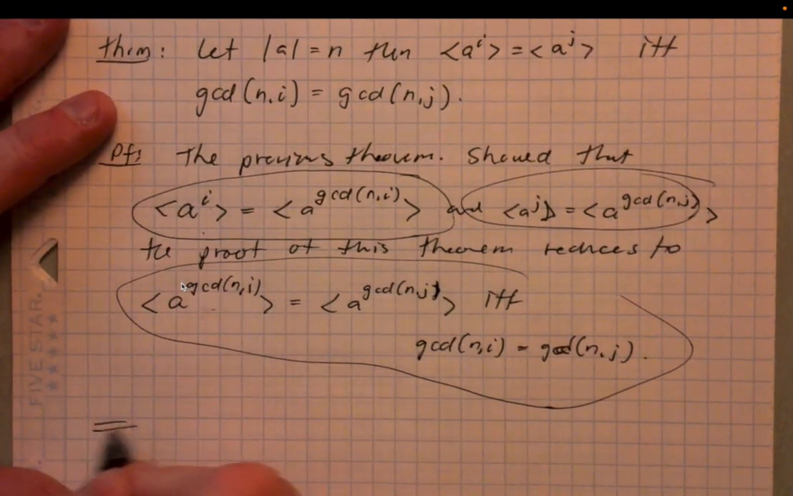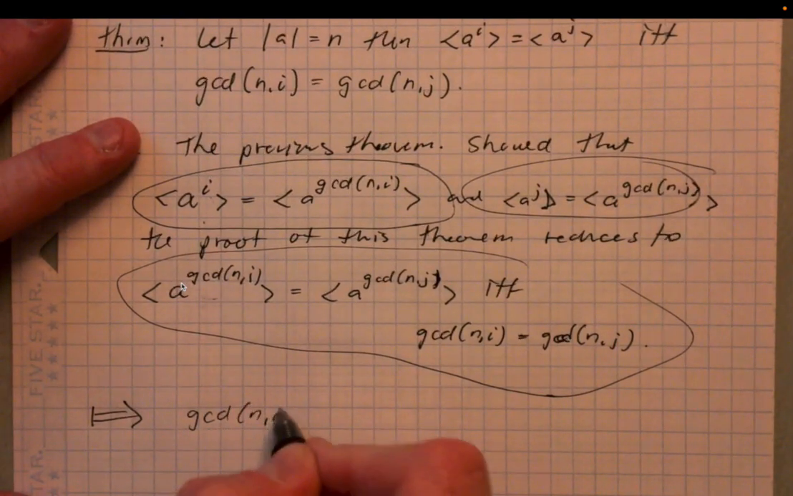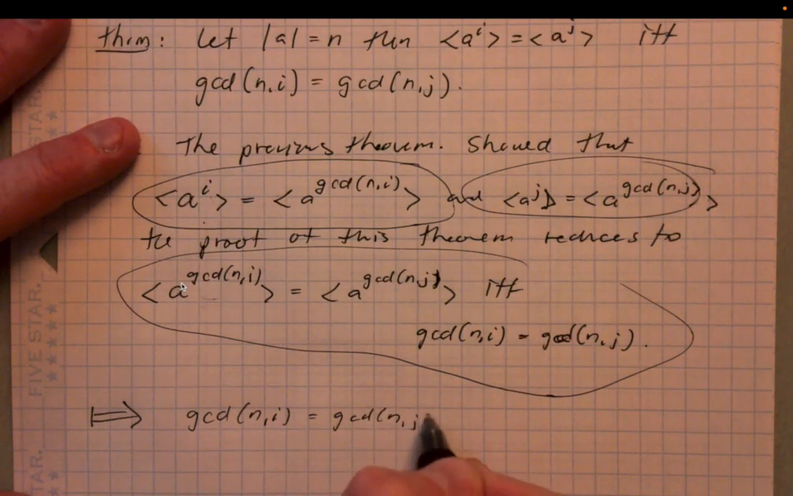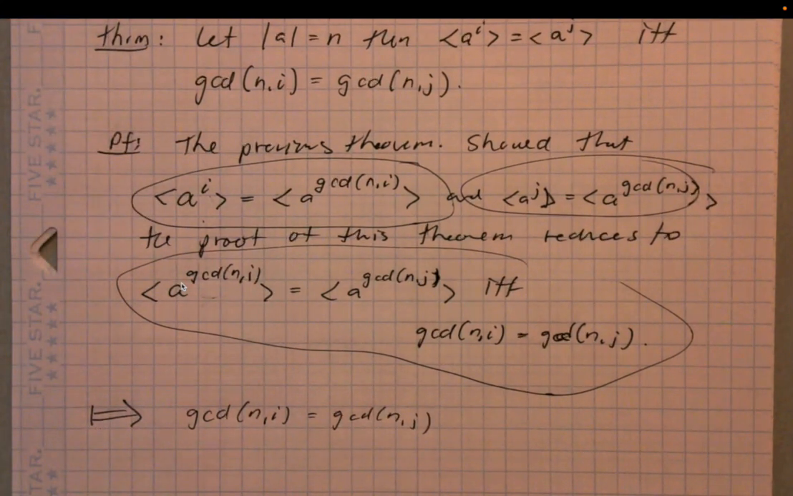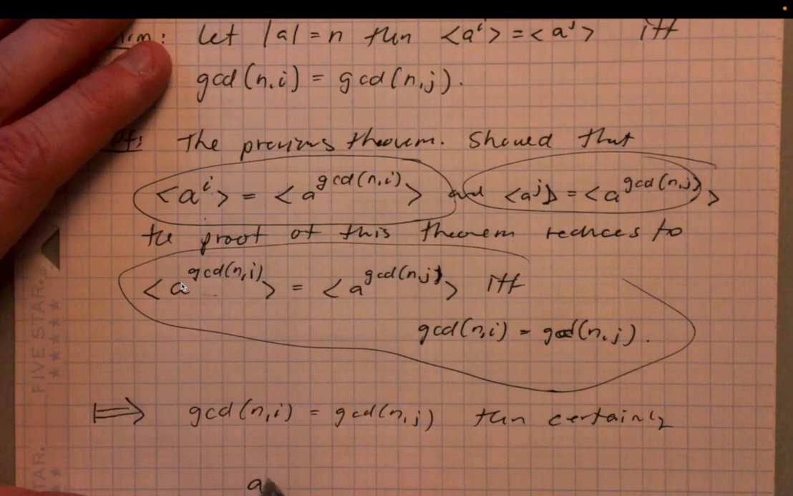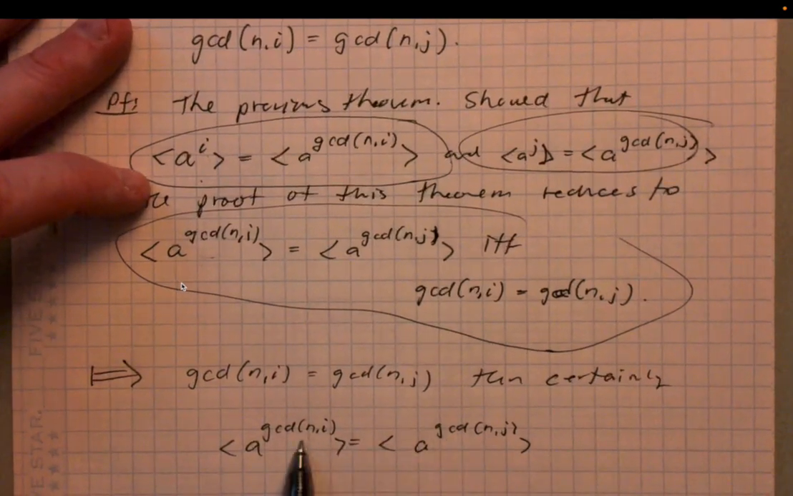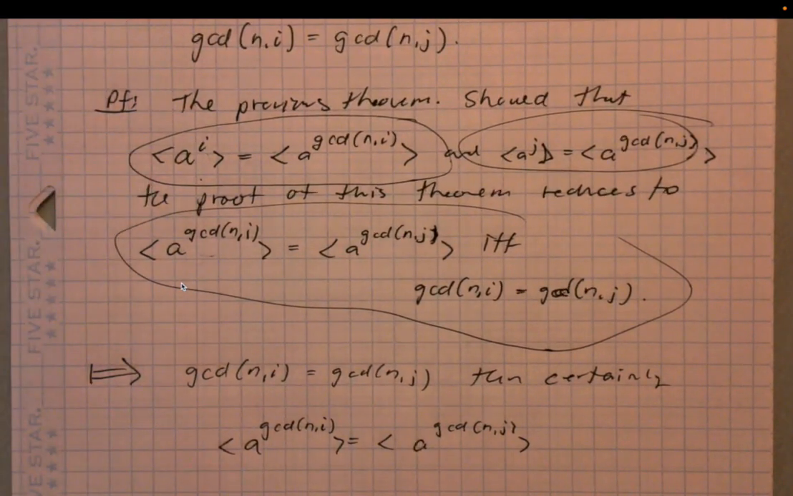So we can go the one direction first. Assume that the GCD of n comma i equals the GCD of n comma j. Well, then certainly if I take a and I raise it to these two powers and they're equal, then I get what I want. That's kind of obvious. If these two exponents are the same and the bases are the same, then clearly the groups are the same. That part's really straightforward. The other part's pretty straightforward as well.